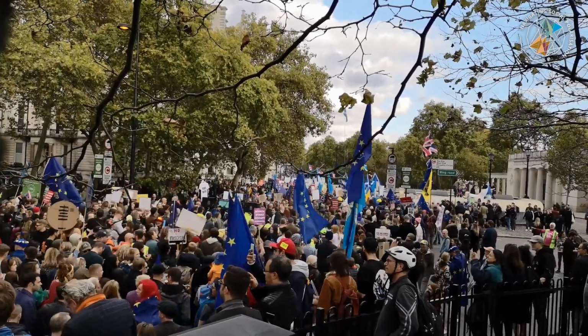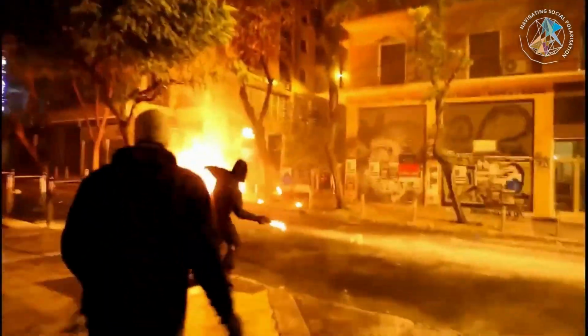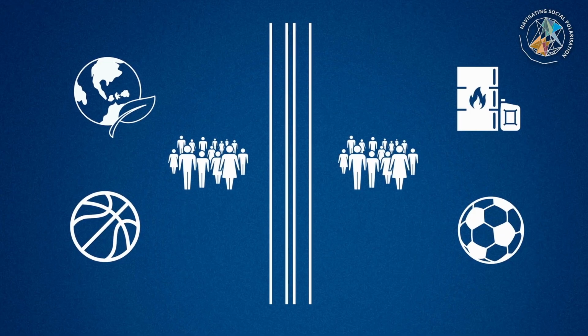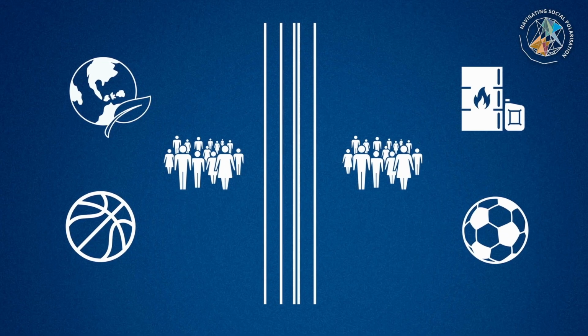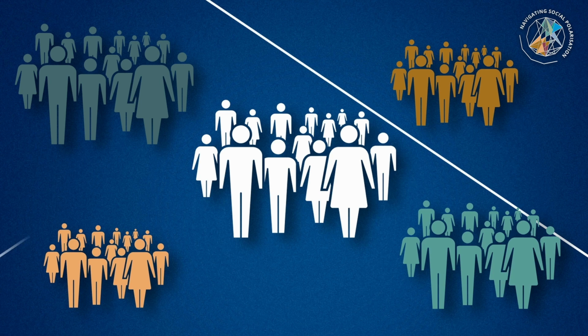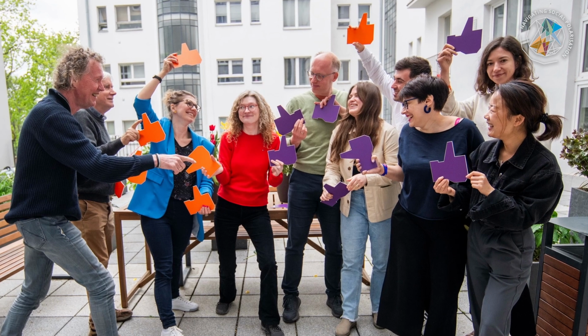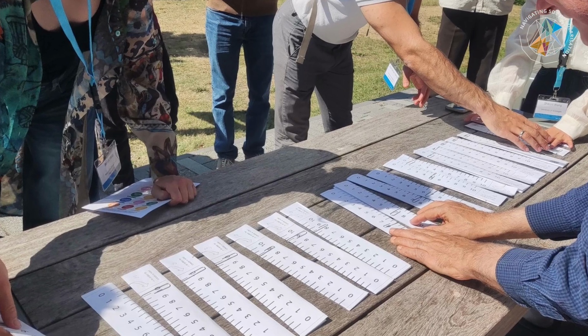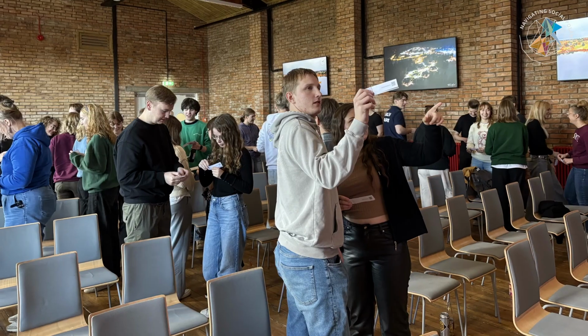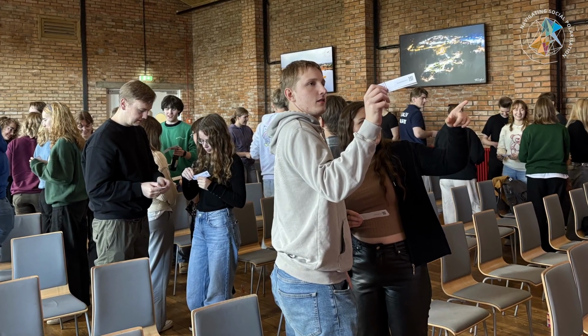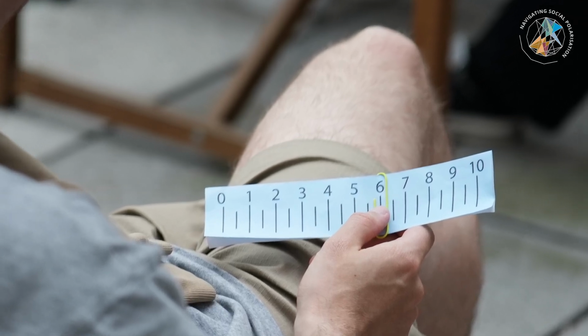Polarization is rising, societies are drifting apart, and radical narratives are gaining influence. But how do these divisions form, and why do people often not realize they are becoming part of them? To make the dynamics of polarization tangible, together with an international team of experts, we developed a hands-on role-playing game based on agent-based modeling.